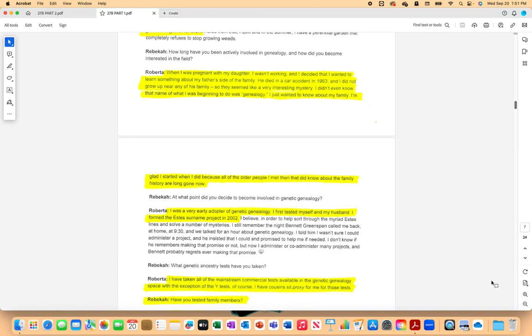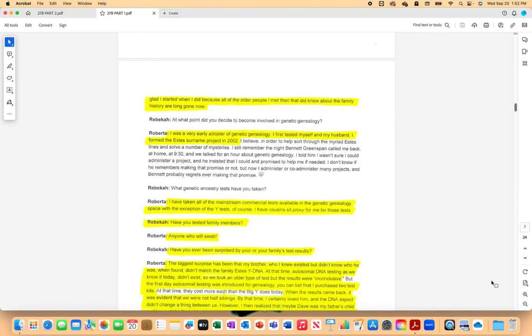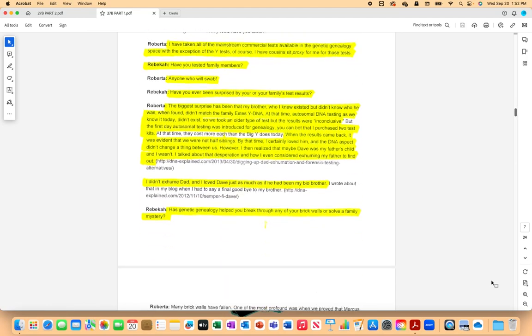I was a very early adopter of genetic genealogy. I first tested myself and my husband. I formed the Estes Surname Project in 2002. I have taken all the mainstream commercial tests available in the genetic genealogy space, with the exception of the Y test, of course. I have cousins sit proxy for me for those tests.